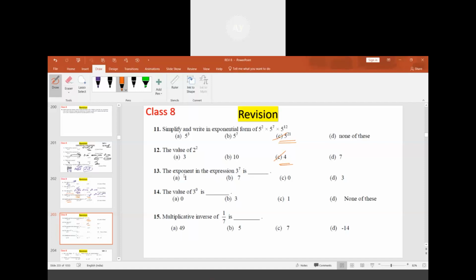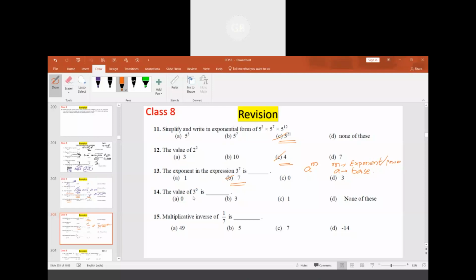The exponent in the expression 3 to the power of 7 is 7, option B. You have to remember this: whenever we have a to the power of m, this m is called the exponent, and a is called the base. Power is the same as exponent.